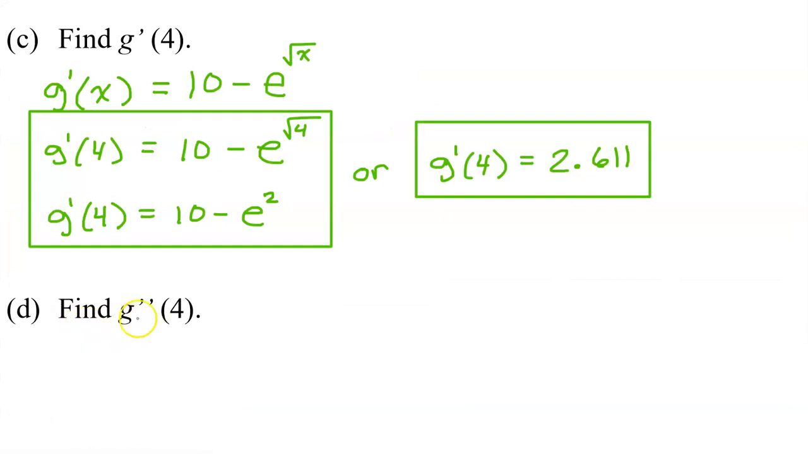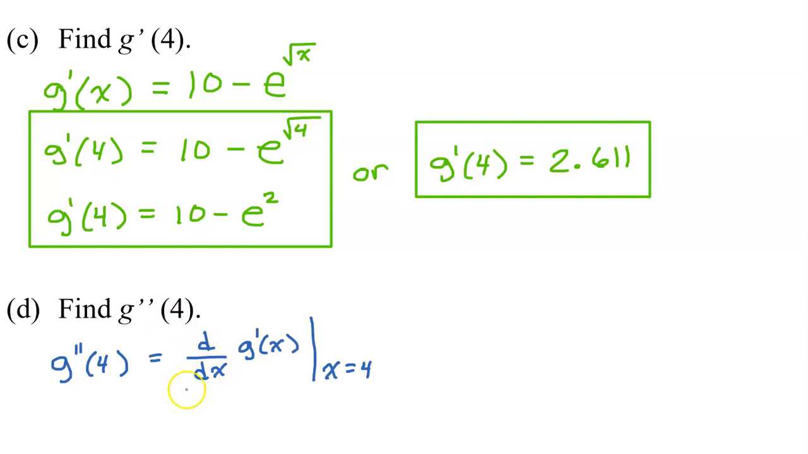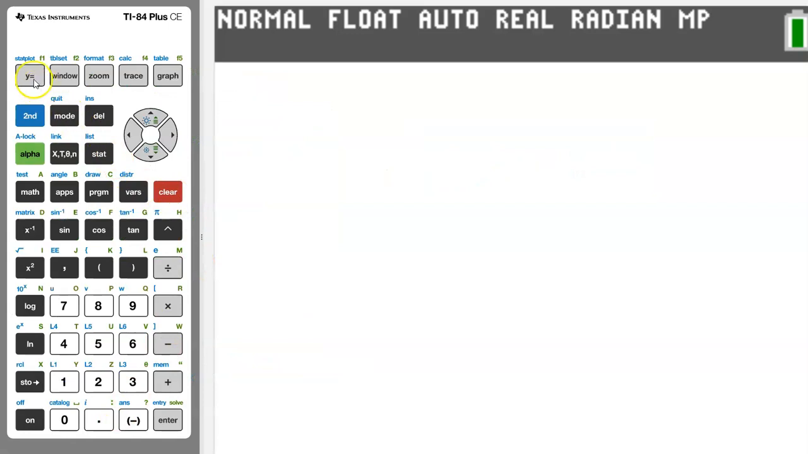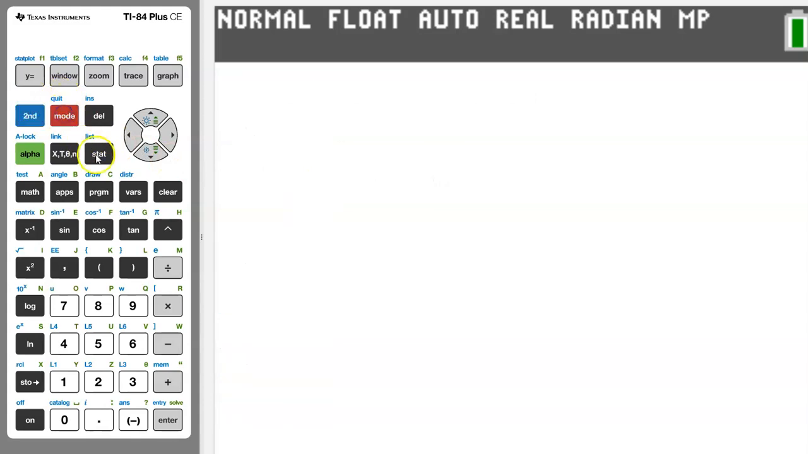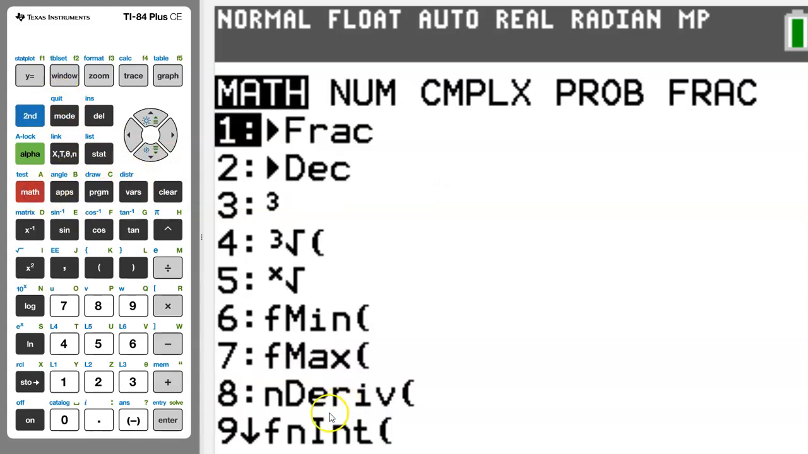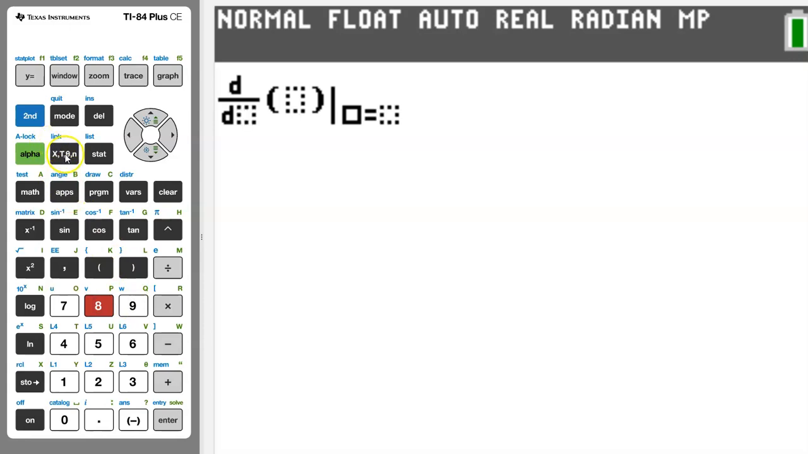Part D, find g double prime at 4. Since this is a calculator active problem, the most efficient way to find g double prime at 4 is to take the derivative of g prime and evaluate that at x equals 4. So remember, we have g prime typed into y2. So the quickest thing to do is to hit the math button, and this time we want to take the derivative. So I'm going to use function 8, and we are doing the derivative with respect to x of g prime.